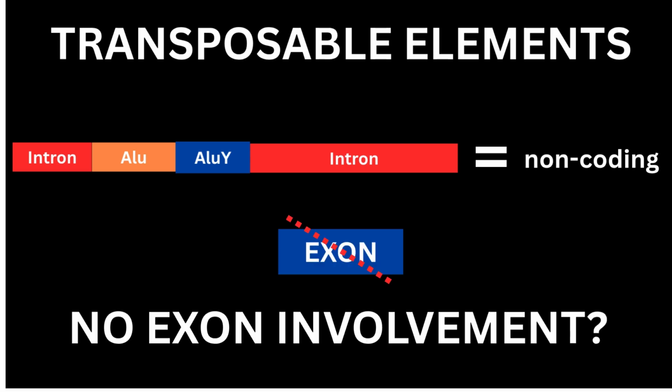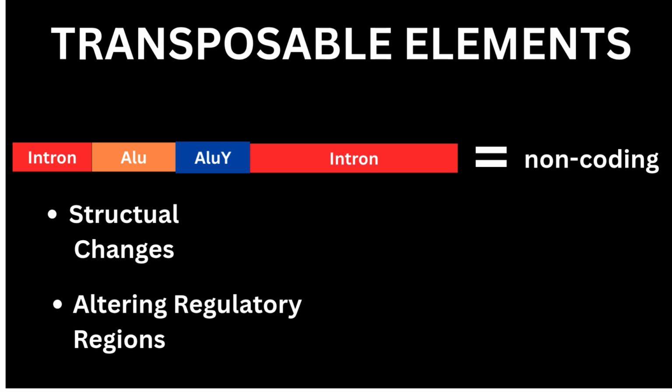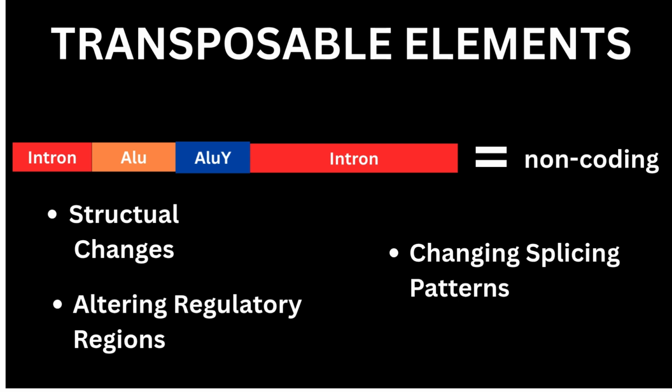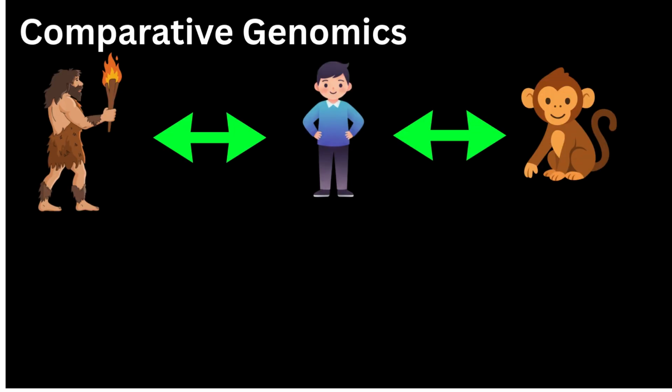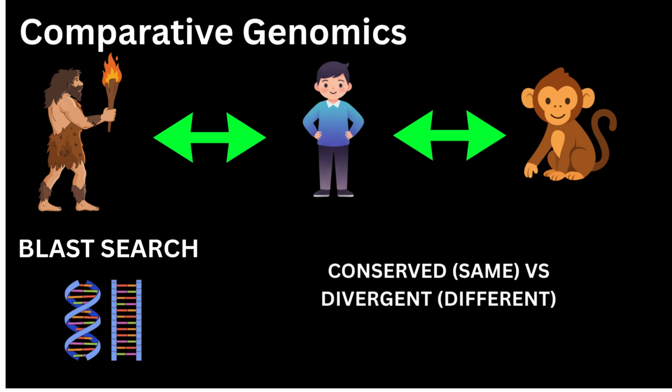This matches lecture content showing that transposons often affect genomes not by adding new genes, but by creating structural changes, altering regulatory regions, and changing splicing patterns. The study used comparative genomics and tools like BLAST to identify conserved and divergent sequences across species. This study relied heavily on comparing orthologous genes between primates to pinpoint a change unique to apes.